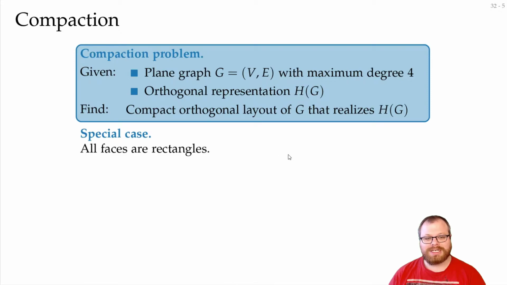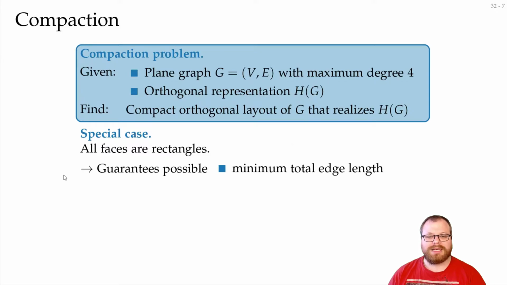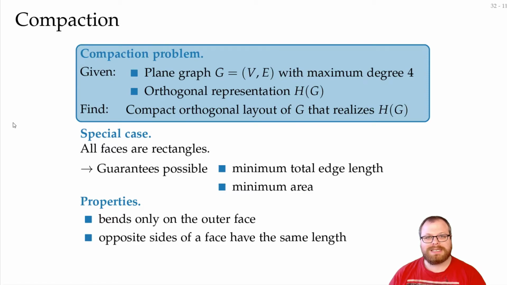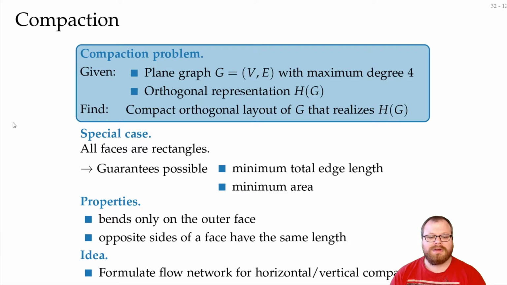First, we want to look at a special case where all the faces are rectangles. For this case, there are some guarantees that are possible, where we can guarantee a minimum total edge length and minimum area. And for that, we make use of some very specific properties. In particular, the bends that we have only lie on the outer face. Also, the opposite sides of a face always have exactly the same length. And we want to formulate this as an ST flow network for the horizontal and the vertical compaction.